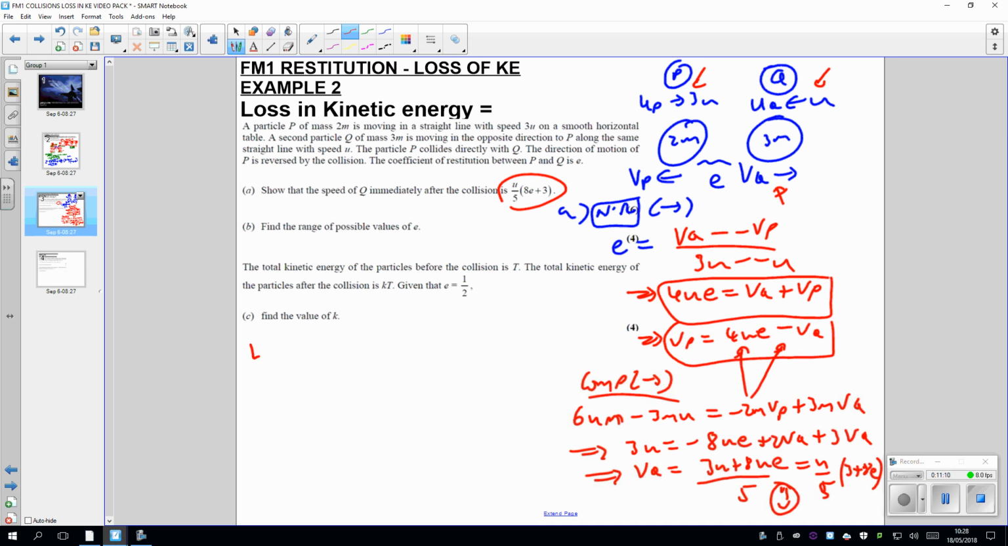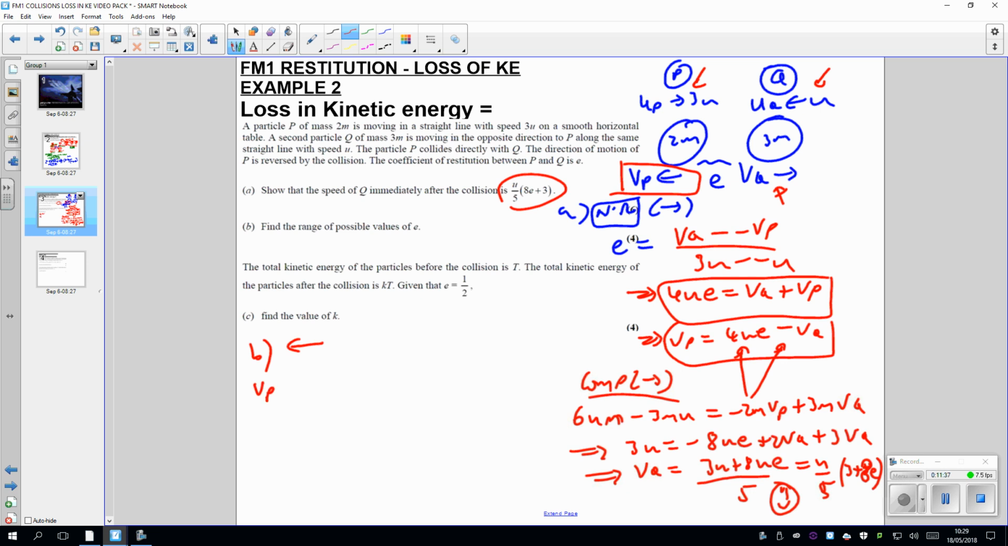Part B. Find the range of possible values of e. Right. We need to be careful here. So the range of possible values of e. We know that VP is going to the left, and I assumed it was going to the left, which means my answer is positive because I assumed it was going to the left, which is correct because it has reversed.